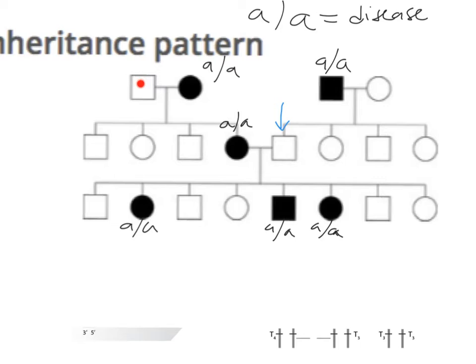Could it be big A over big A? No, because then he wouldn't be able to have a little a over little a offspring. So it has to be big A, little a. Yes, right, of course. That father would have to be a carrier. Right, so far we haven't broken any rules. We haven't guessed any information that wasn't already on the pedigree because we don't see carriers.